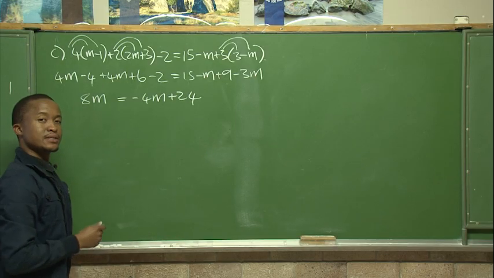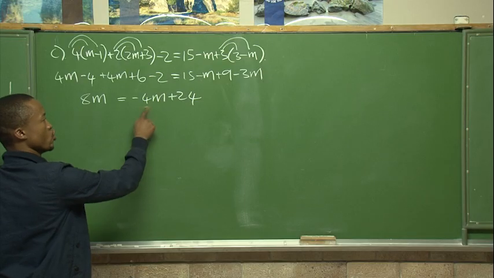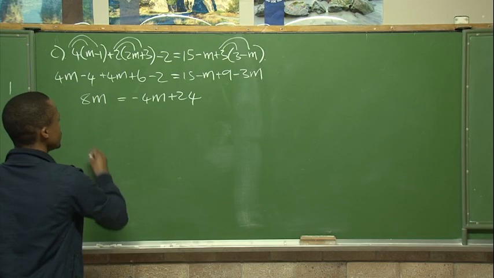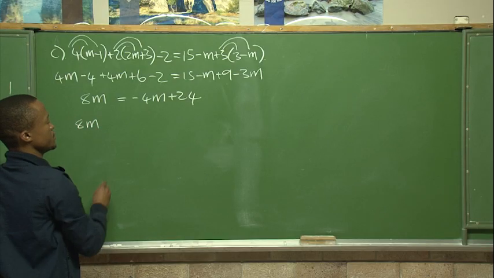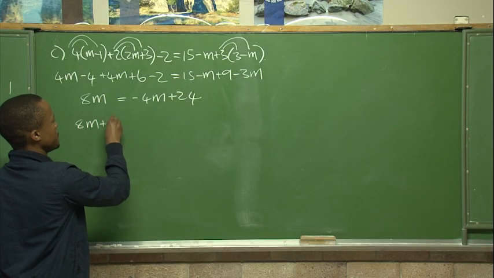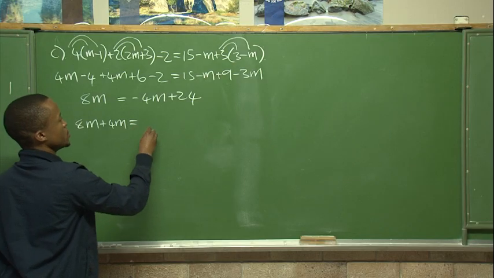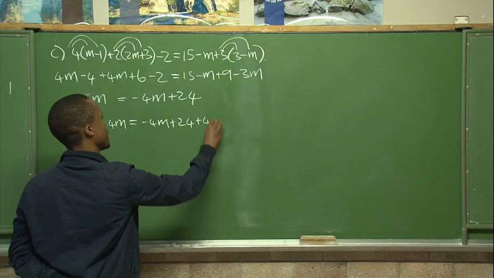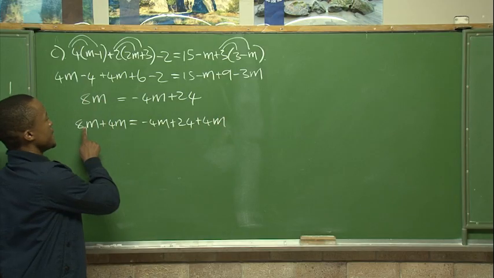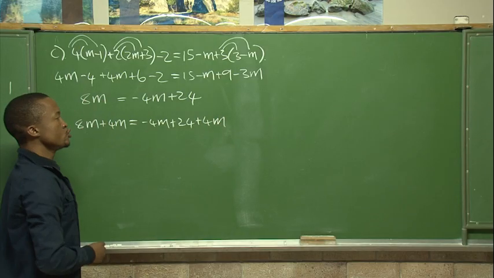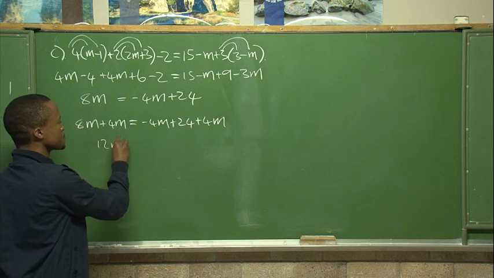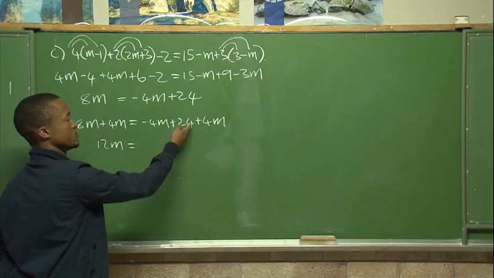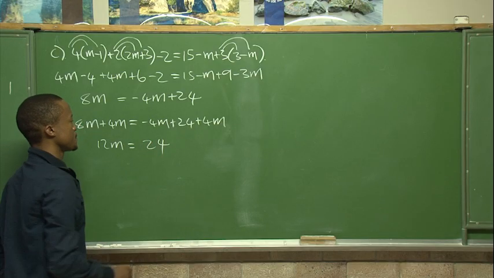Now what do we need to do? Get variables on one side, constants on the other side. So all we need to do is to add the additive inverse of negative 4m to both sides of the equation. So we have 8m plus 4m is equal to negative 4m plus 24 plus 4m. 8m plus 4m will be 12m. Negative 4m plus 4m will be 0, so we'll be left with positive 24.